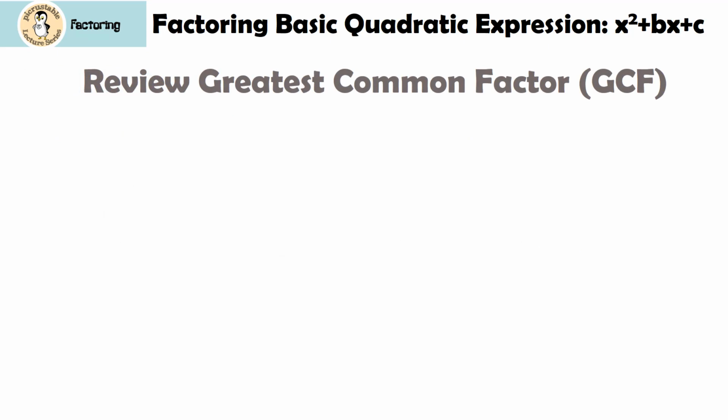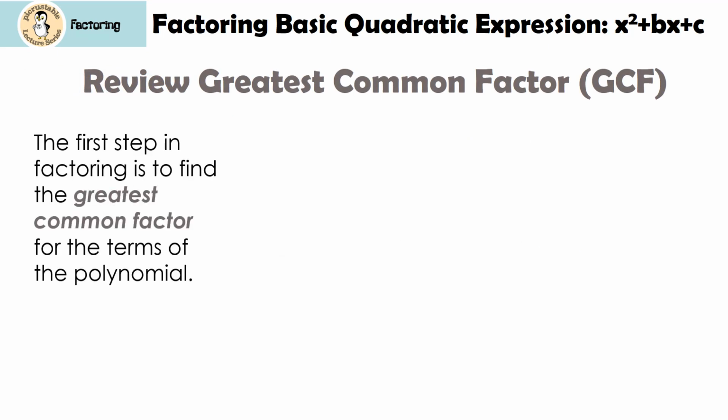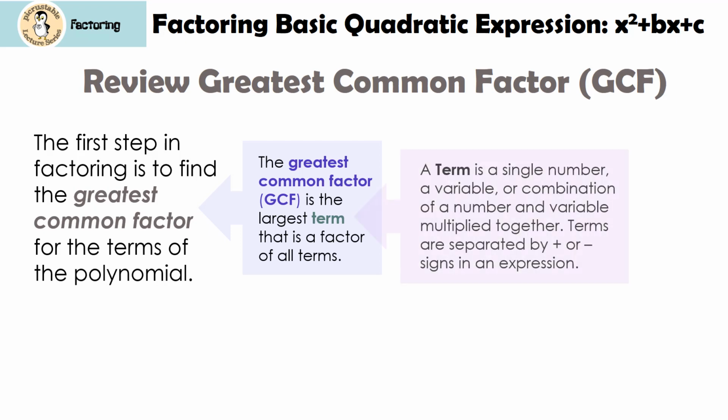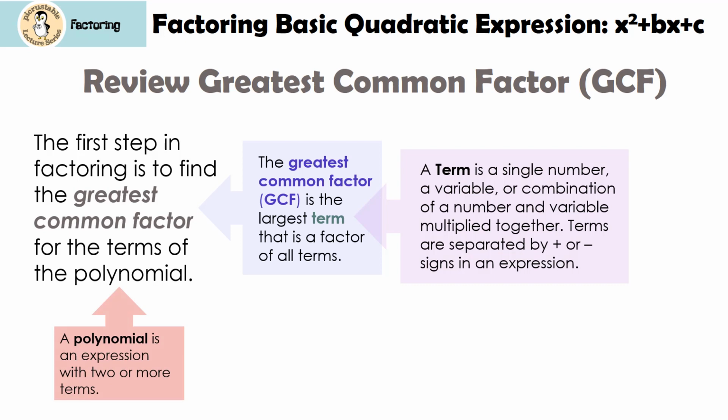The greatest common factor. The first step in factoring is to find the greatest common factor for the terms of a polynomial. The greatest common factor, or GCF, is the largest term that is a factor of all the terms. A term is a single number, a variable, or combination of a number and variable multiplied together. Terms are separated by plus or minus signs in an expression. A polynomial is an expression with two or more terms. In this video, we're only going to be looking at quadratic expressions.